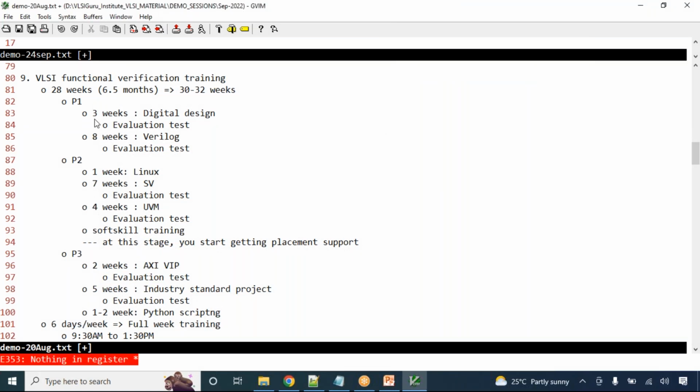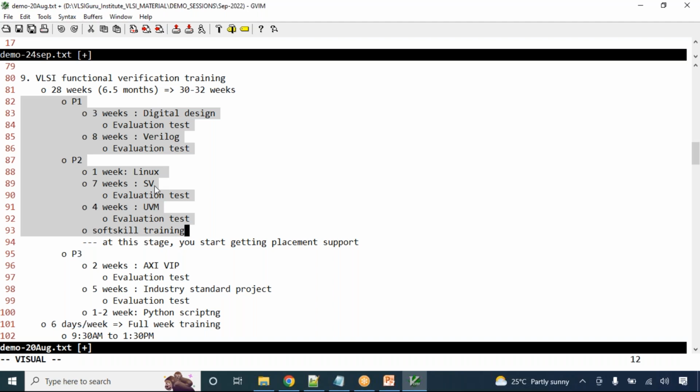If you count everything, 11 plus 23, 28, around 29, 30 weeks it comes. It actually goes for 30 weeks. But the good aspect is you can start looking out for a job after 5.5 months. The remaining 1.5, 2 months is something you can do even after you get a job.